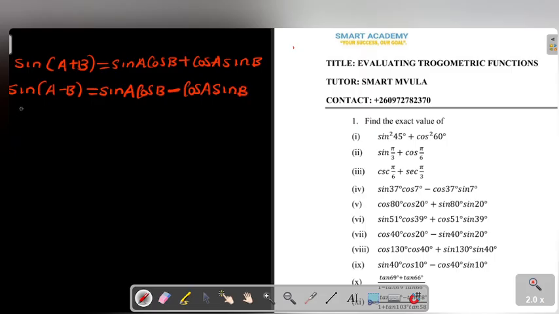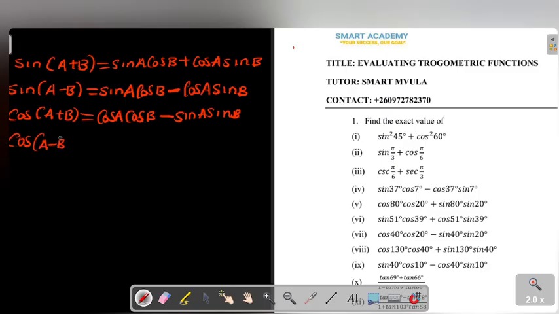The other one is for cos. Open cos of A plus B. When you distribute, it will be cos A cos B. Then since we are adding here, for cos you change the sign and subtract, then sine A sine B. Then the other one, when you are subtracting, cos of A minus B, this will be cos A cos B. Here you add because they are subtracting, so now this will be sine A sine B.